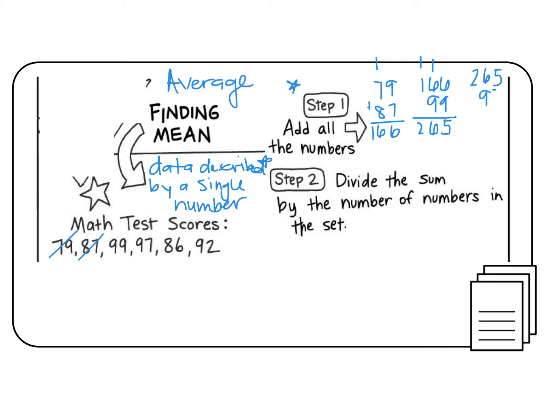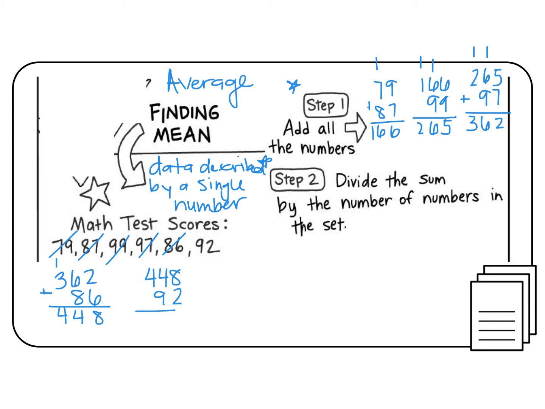Now 265 plus 97. So I'm just adding one number each time. 5 plus 7 is 12, carry the 1. 10, because 9 plus 1. 10 plus 6 is 16, carry the 1. And that makes 3. I'm going to scoot down over here. We have 362 plus 86. 6 plus 2 is 8. 8 plus 6 is 14. And that makes 4, so we're up to 448. And our last number is 92, so 448 plus 92. 8 plus 2 is 10. 9 plus 1 is 10, plus 4 is 14, and 5. So when we add up all of those numbers, we get the number 540.